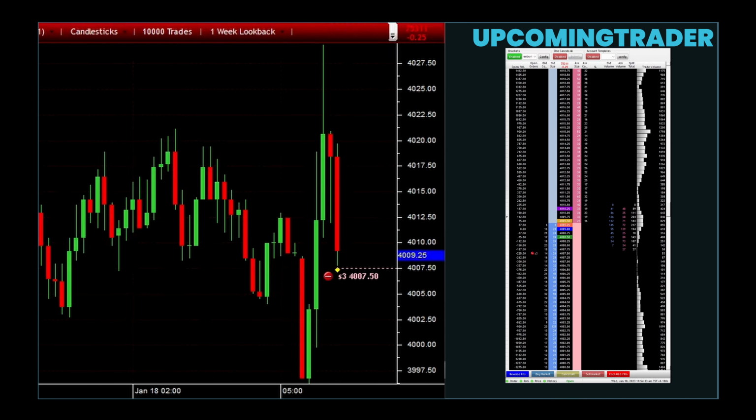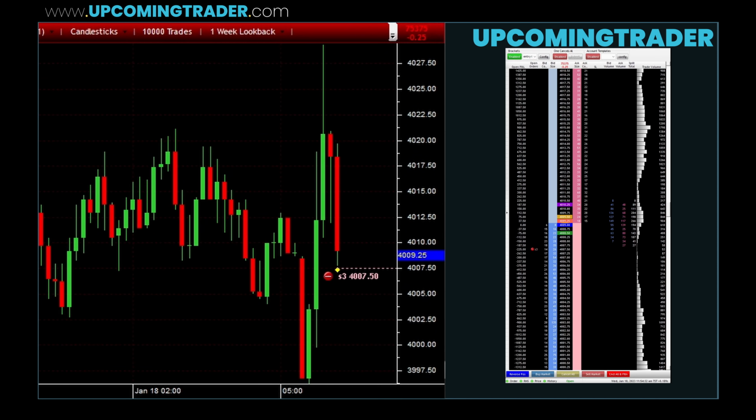Increasing volume as the price breaks below the support level suggests that sellers are firmly in control, and the downtrend is likely to continue. A breakdown on low volume could mean a lack of conviction, which may lead to a quick reversal or a failed breakout attempt.